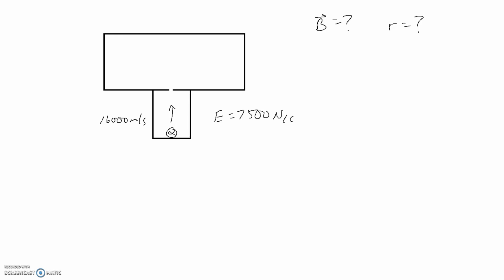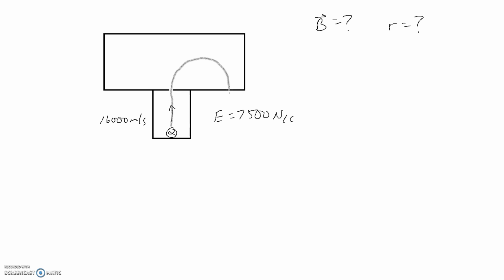Here we have an alpha particle in a mass spectrometer setup. So the little positively charged helium nucleus, or alpha particle, is going to start down there. It's going to come up through the opening and wrap around something like this. And we're going to find out the magnetic field as well as the radius of the path in the setup.